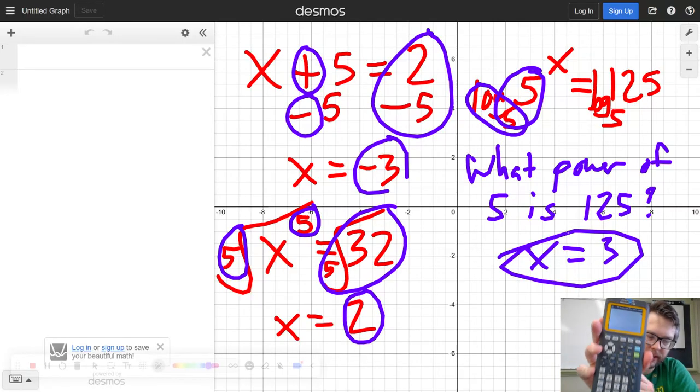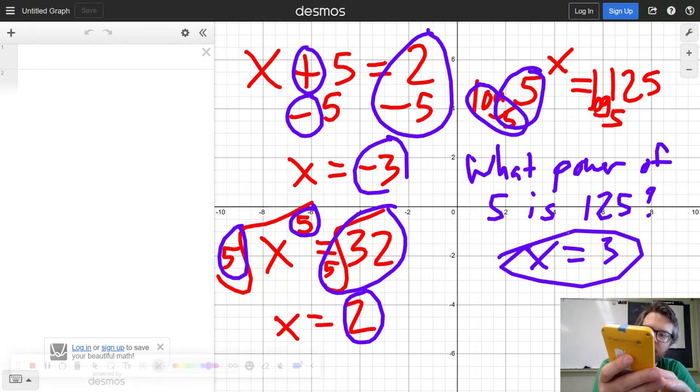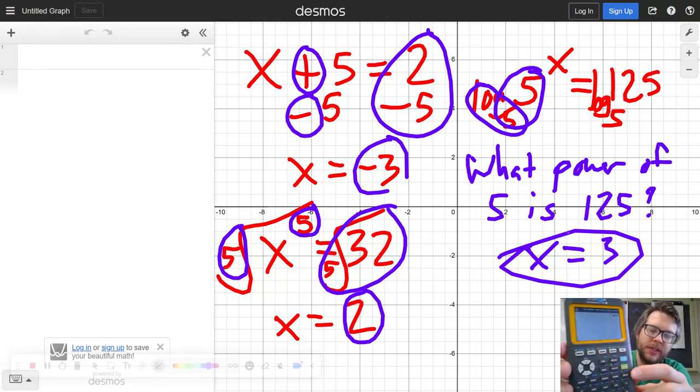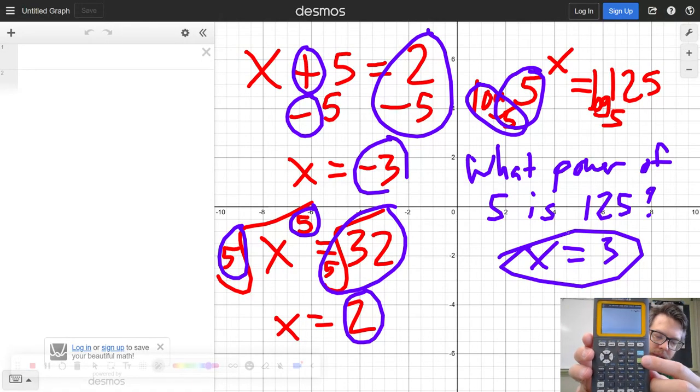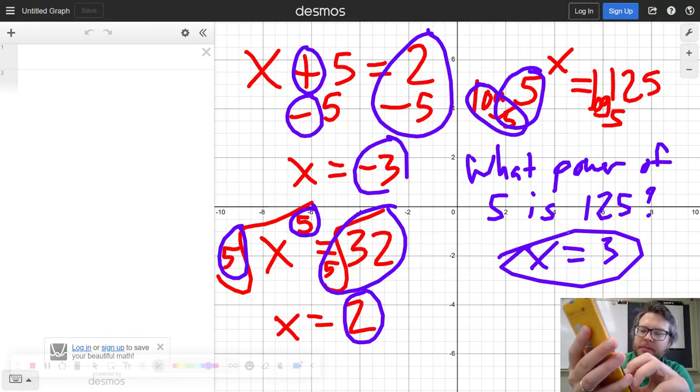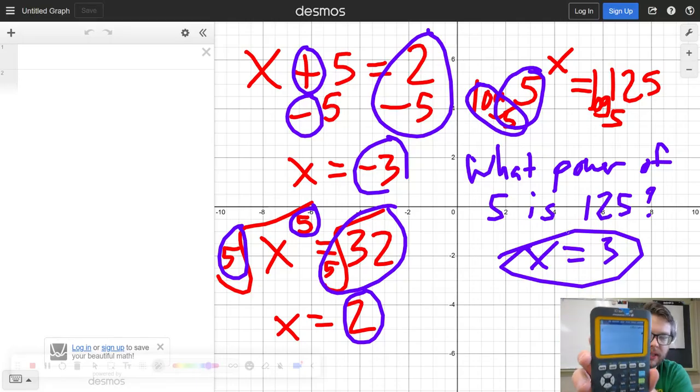If you have a calculator like this, you can use math, alpha, math. So what I did is I just pressed the math button, the green button, and the math button again. And it brings up this little thing for me to input. And I can put a 5 down here as the base, and I can put a 125 there as the input, and I get 3.